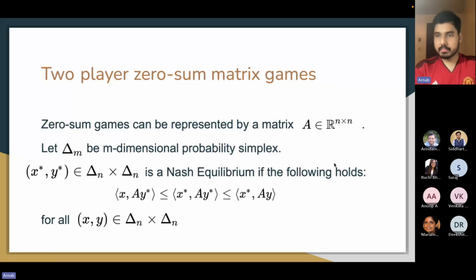Before I proceed to the next slide, is the Nash equilibrium definition clear? If you have any query, you can ask.